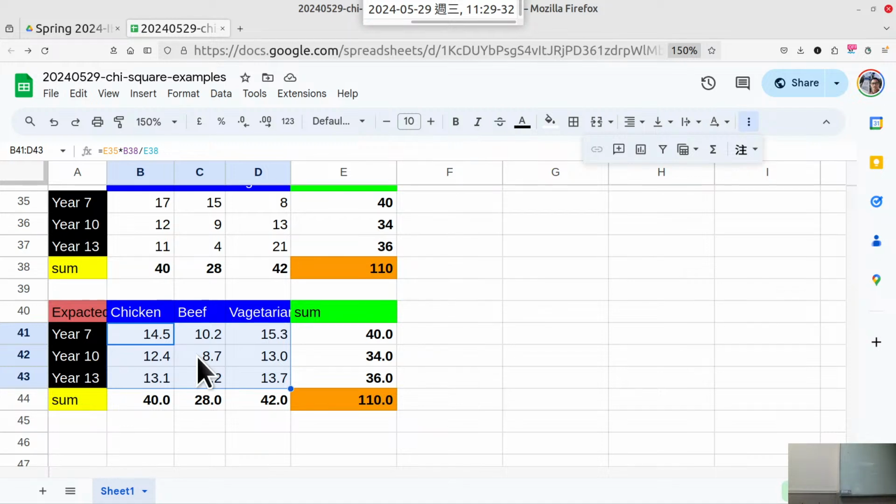The same. Okay, then for example, here 15.3. How can we get this number? Because the vertical direction, that is 42, and the horizontal direction, that is the year of 7, the student number, that is 40. 42 times 40 divided by 110 will be here. Again, it's a little complicated, but I think if you follow my steps, you can learn it. Okay, let's move to the next step.